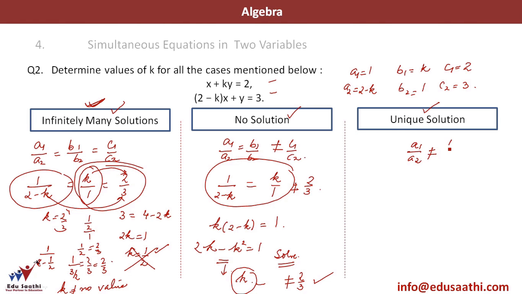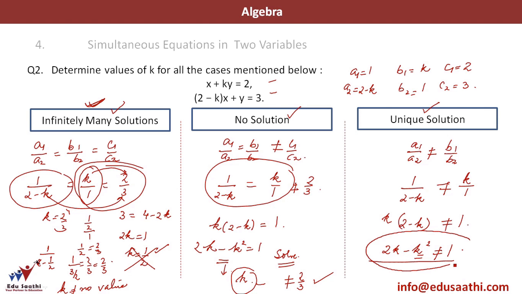Unique solution. A1 over A2 is not equal to B1 over B2. So 1 over 2 minus k is not equal to k over 1. So that means what you have to do, 2 minus k into k is not equal to 1. So you have to again solve it in the form of a quadratic. Find out the value of k where this equation is not equal to 1, and that will be the value which will give you an answer where it turns out to be a unique solution.